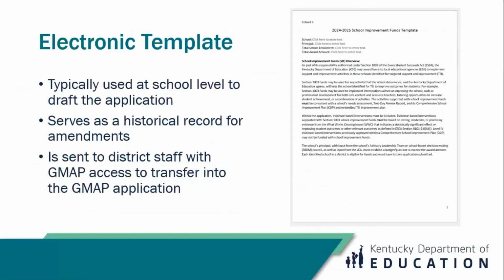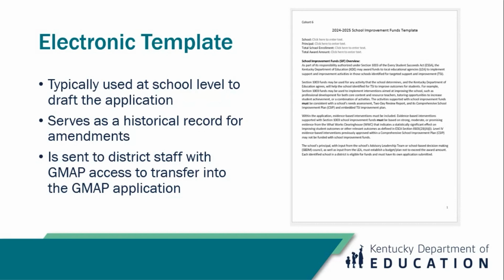KDE provides an electronic application template, shown here. This is typically used at the school level as a collaborative resource to assist the district in drafting the GMAP application with school-level staff as co-designers. This document also serves as a historical record for any amendments that may be made to the grant. Once completed, the district's GMAP contact will assist with entering the information on the template into the official GMAP system.